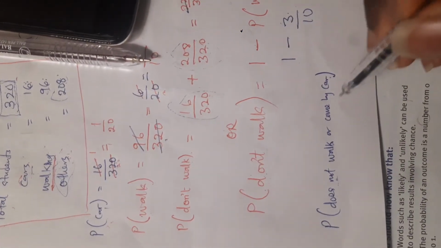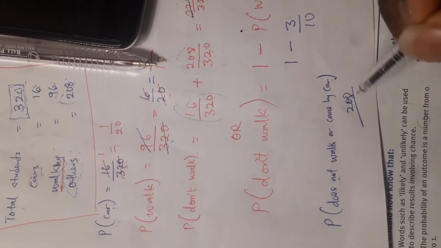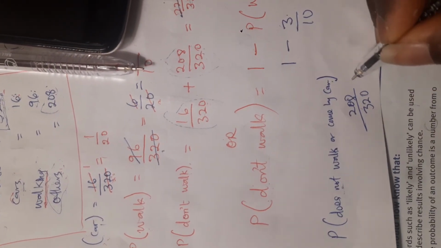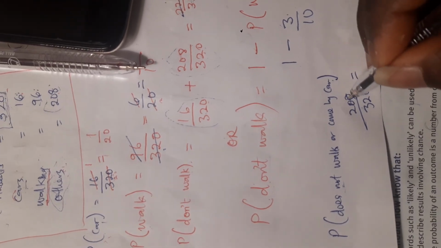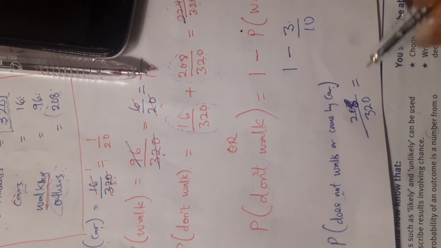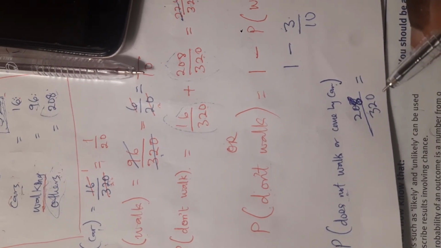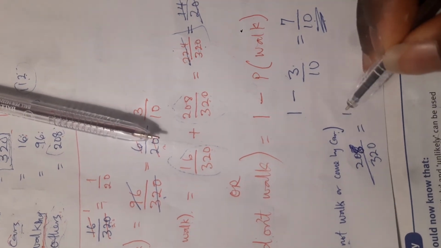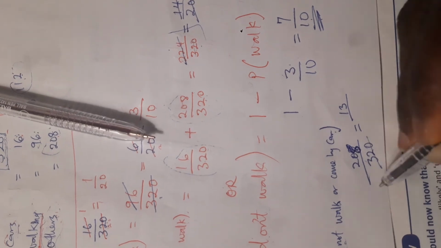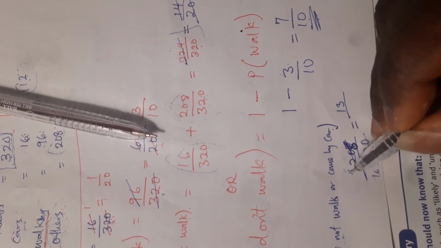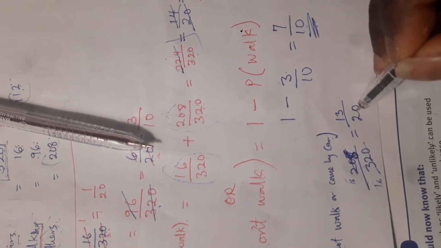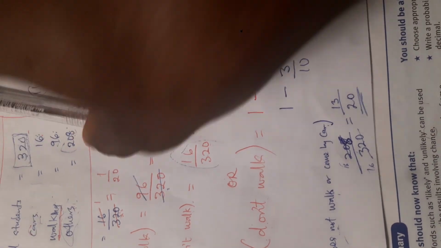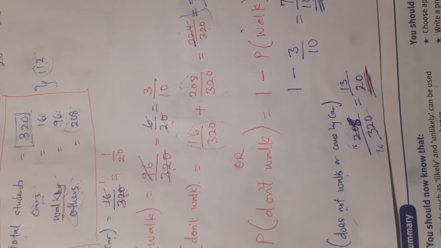So I have 208 divided by the total number of students. That's 320. Now if I break this down to the simplest form, I will advise you to use a calculator in case you are confused. Now 208 and 320, the simplest form. If I divide 208 by 16, I will have 13. And if I divide this by 16, I have 20. So the probability that they don't walk or come by car is 13 over 20. Do you understand? Okay, I'm gonna pause here.